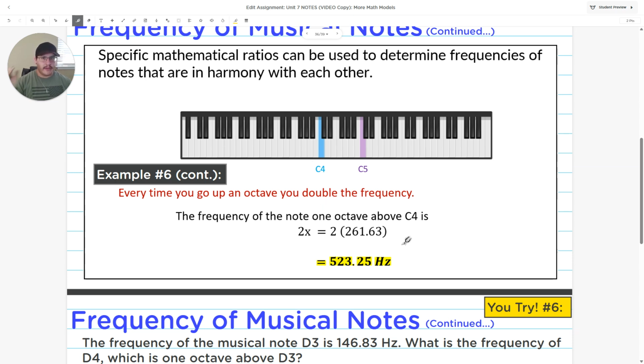Octave is like a range of sounds, your set of sounds. Going up one octave goes up to a higher frequency of the same set of sounds, but in a different octave category. Anyways, that's it.